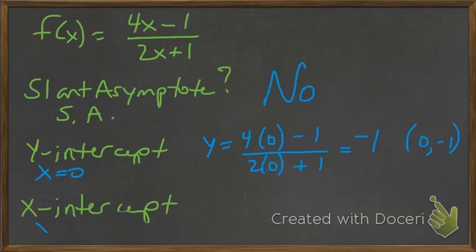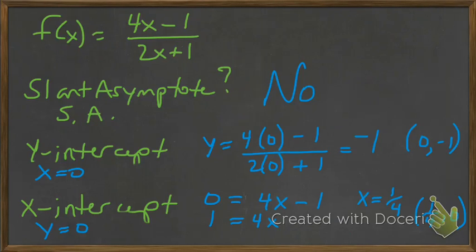To find the x-intercept, we put a 0 in for y, or we can take a shortcut, setting the top equal to 0. I would add 1 to both sides, divide by 4. I find that the x-intercept is 1/4. That's the ordered pair, 1/4, 0.